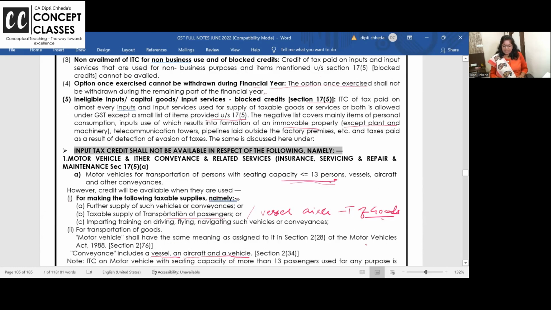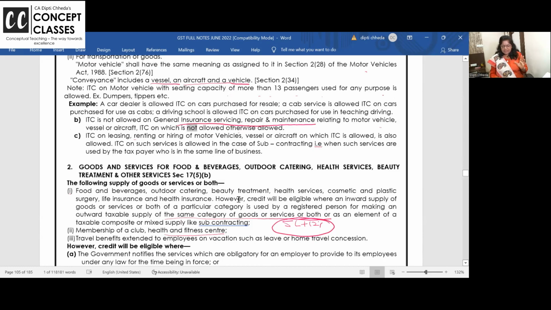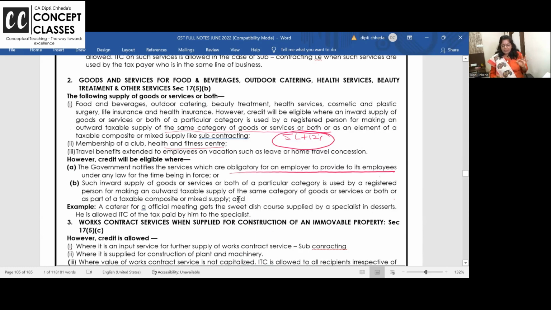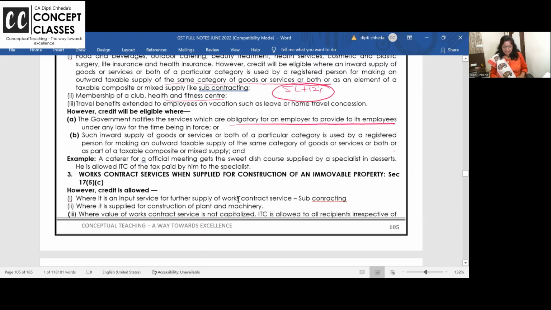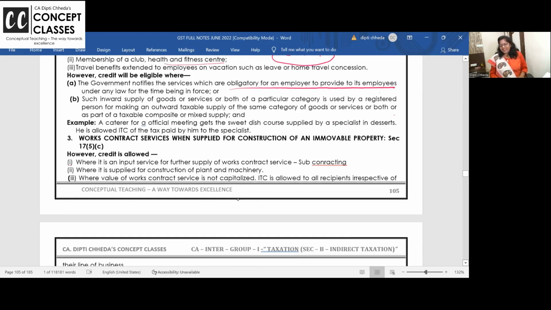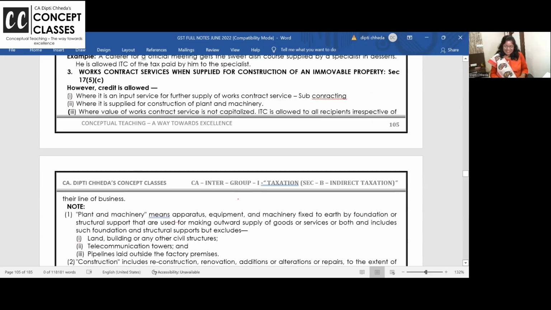What we have done until now in blocked credit: motor vehicle, conveyance and related services, no ITC. Food, beverages, outdoor catering, health insurance and so on, no ITC. Works contract, this topic is very vast. In CA Inter it is specifically said to touch works contract, say hello and leave it, we also leave it. Yes, but you still have to read it.